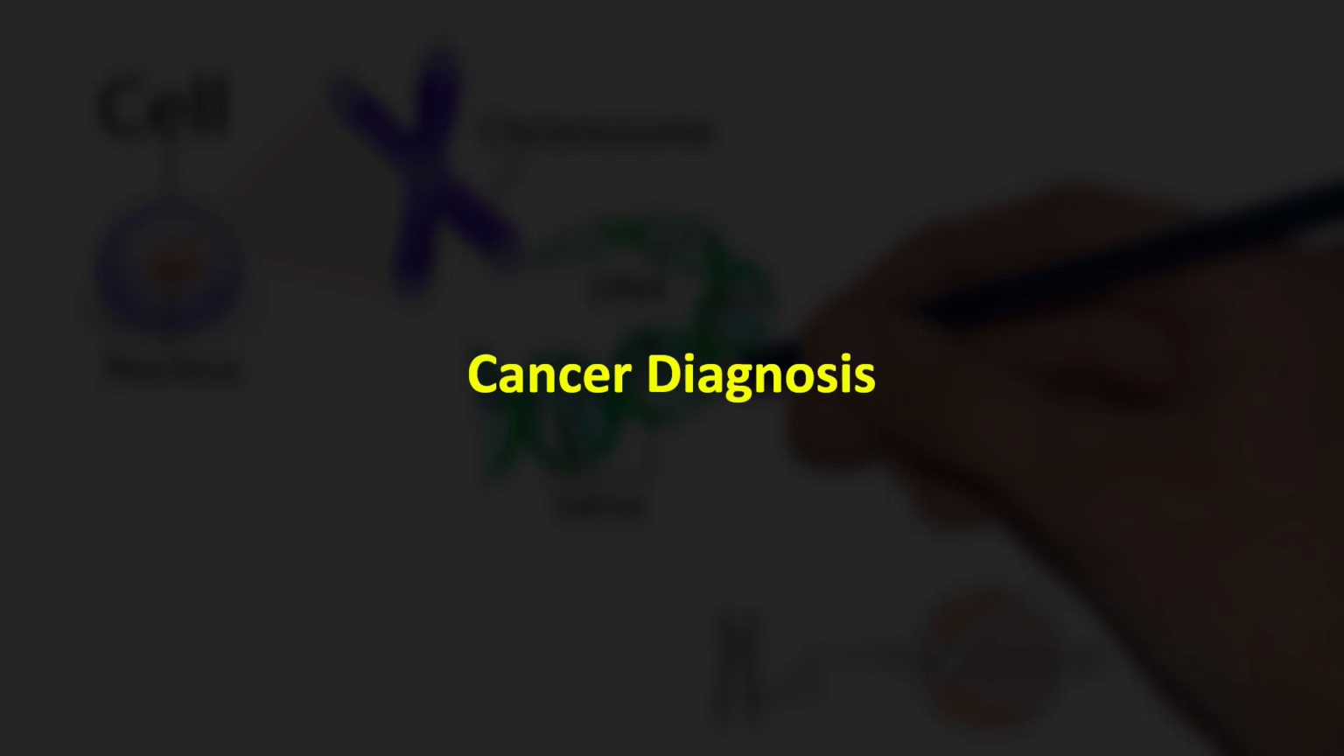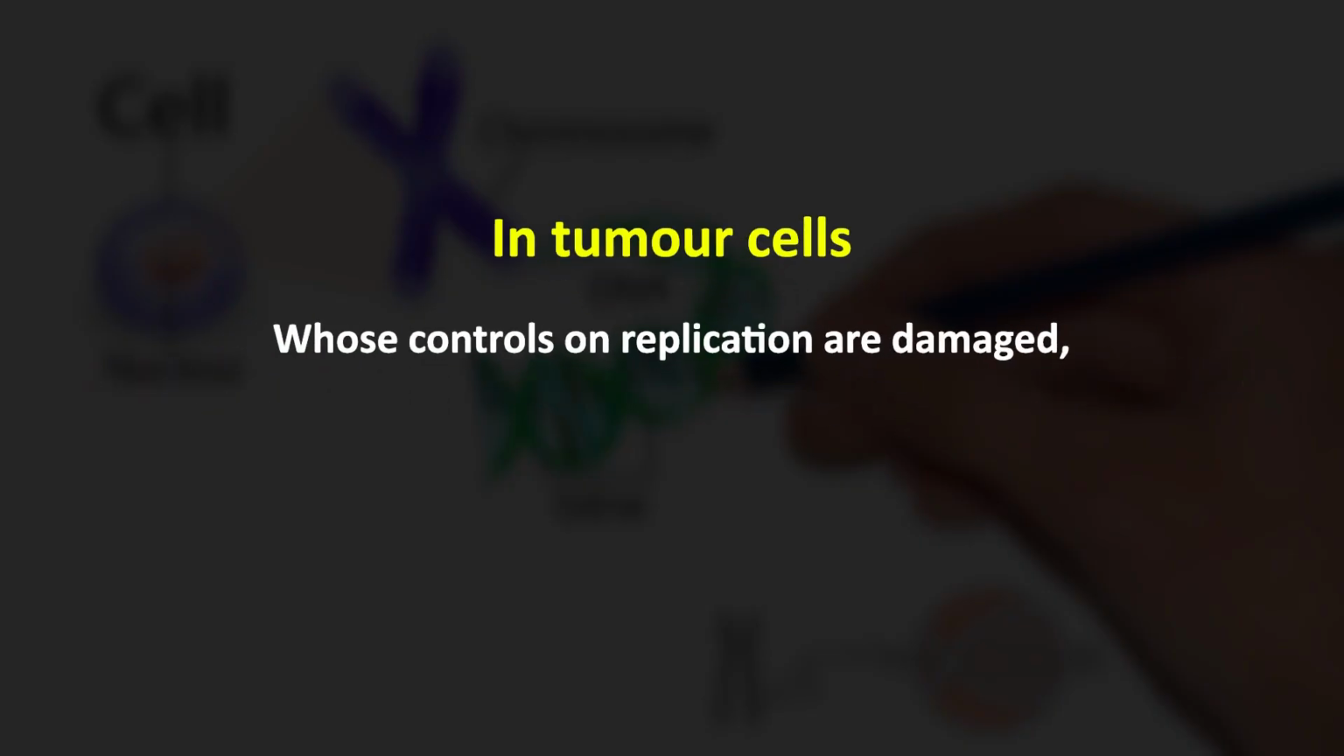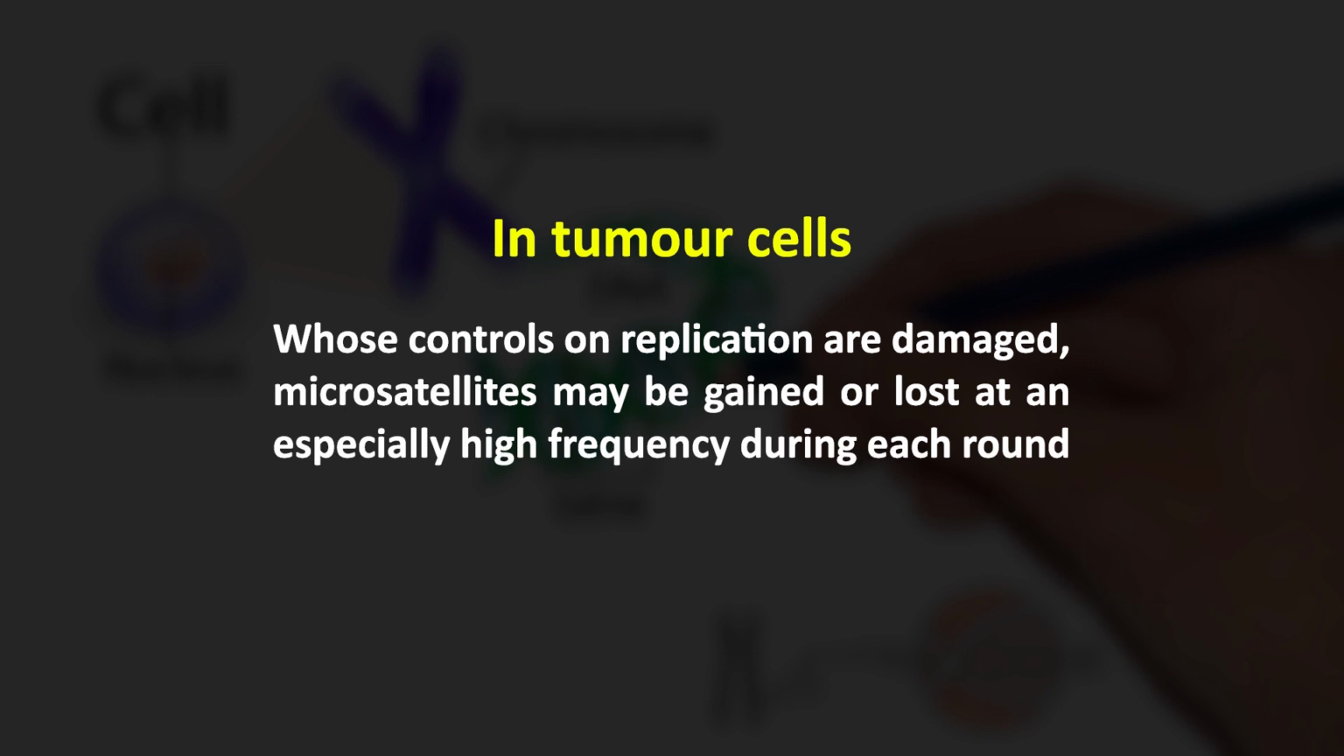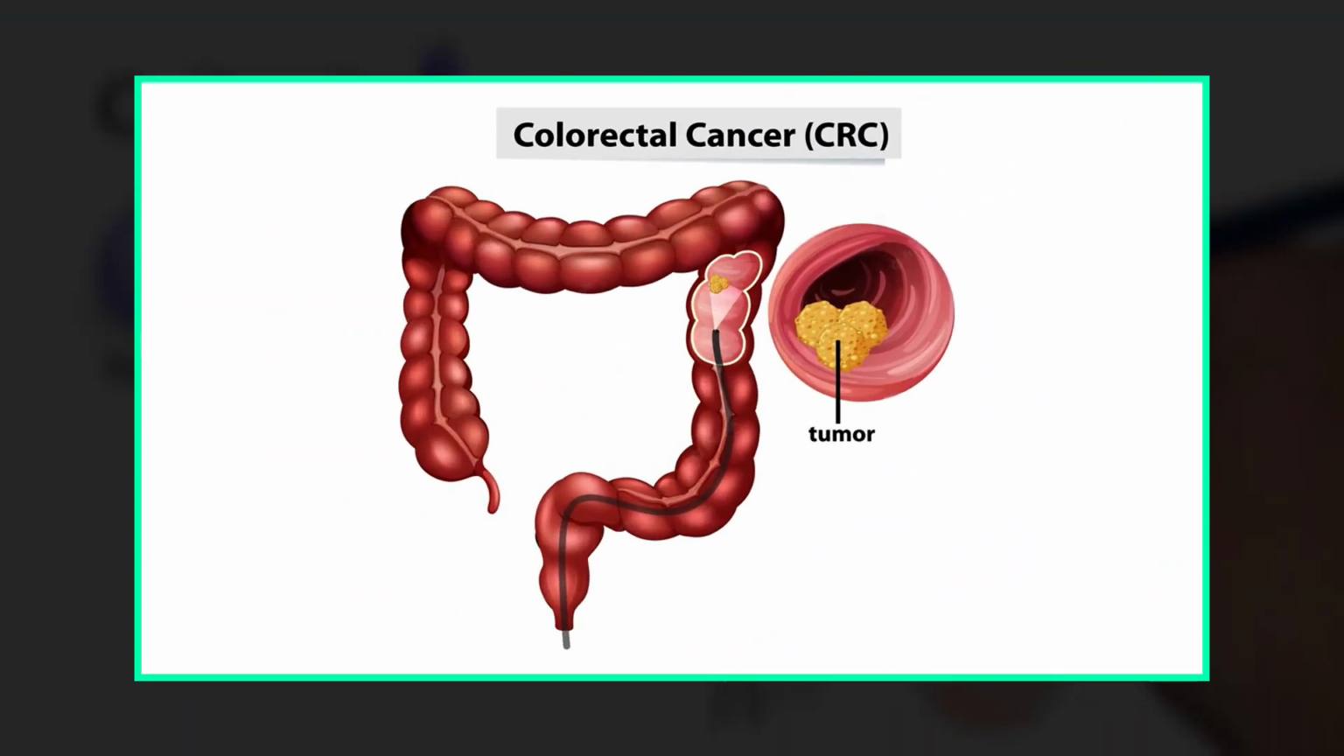Dear students, let's now discuss the use of microsatellites in cancer diagnosis. In tumor cells whose controls on replication are damaged, microsatellites may be gained or lost at an especially high frequency during each round of mitosis. Hence, a tumor cell line might show a different genetic fingerprint from that of the host tissue, and especially in colorectal cancer might present with loss of heterozygosity. Microsatellites have therefore been routinely used in cancer diagnosis to assess tumor progression.